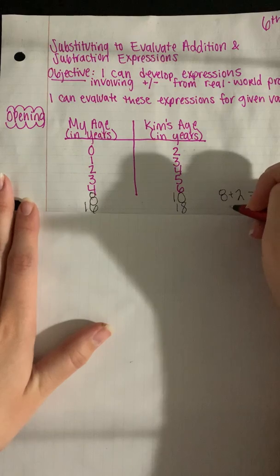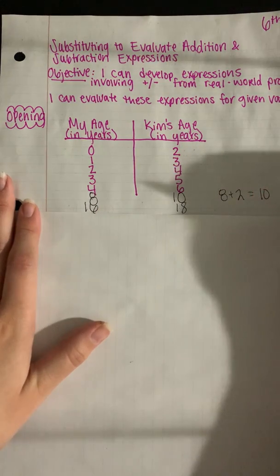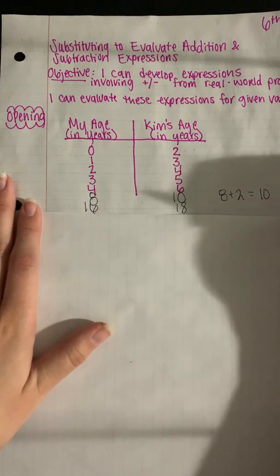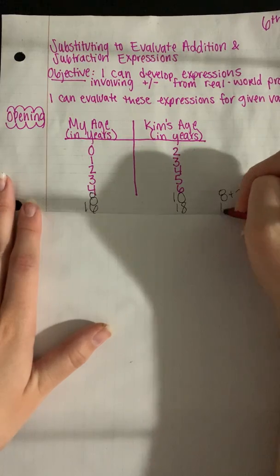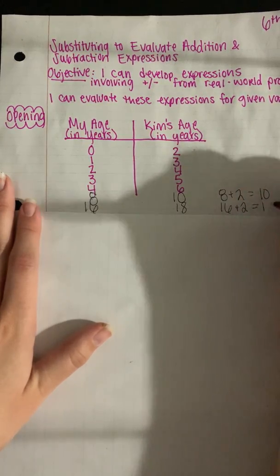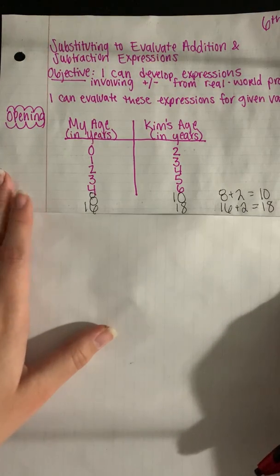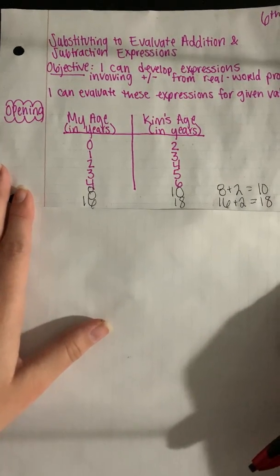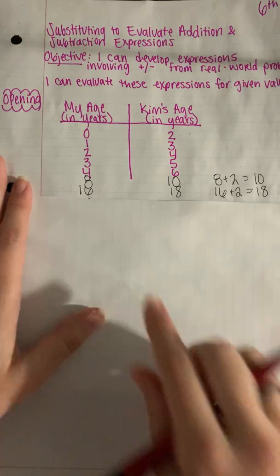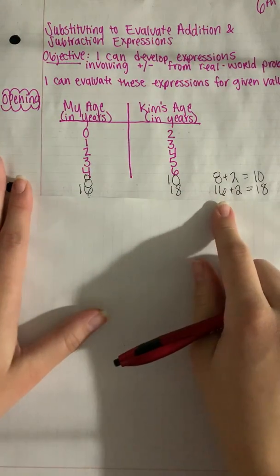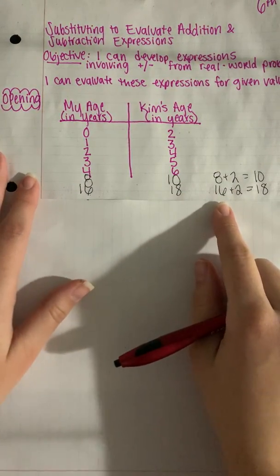She was 18. And we figured that out because my sister's age is always 2 years more than mine. So we would add 2 to my age. 16 plus 2 gives us 18. We didn't even need to extend this table. We could just figure it out using that pattern.